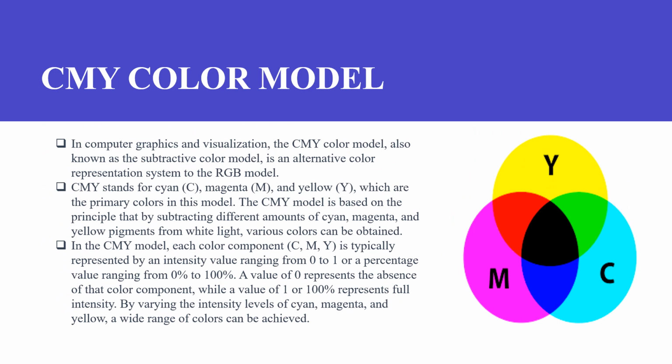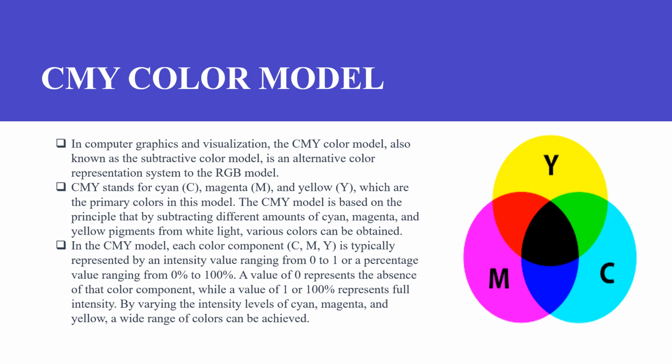CMY color model. In computer graphics and visualization, the CMY color model, also known as the subtractive color model, is an alternative color representation system to the RGB model. CMY stands for cyan, magenta and yellow, which are the primary colors in this model. The CMY model is based on the principle that by subtracting different amounts of CMY pigments from white light, various colors can be obtained.